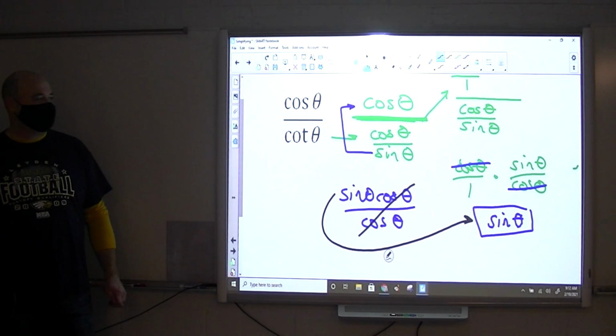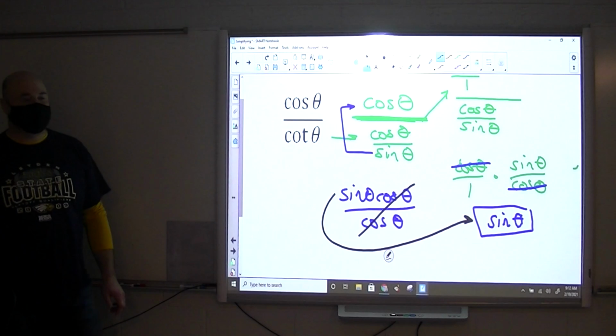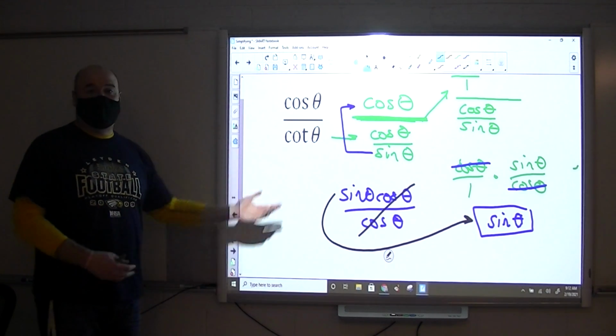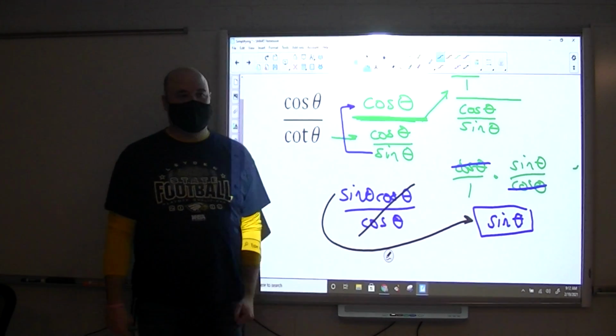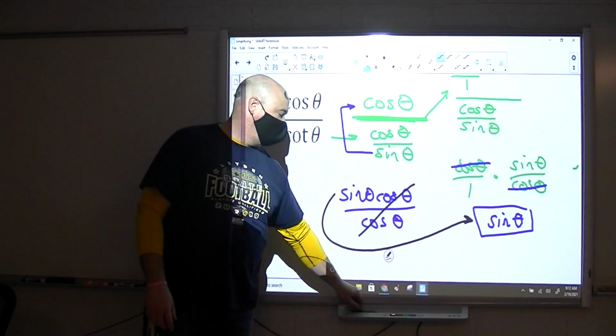All right? So we get sine theta as our final answer. Either way. This is the long drawn out way. This is using that fraction sandwich shortcut.